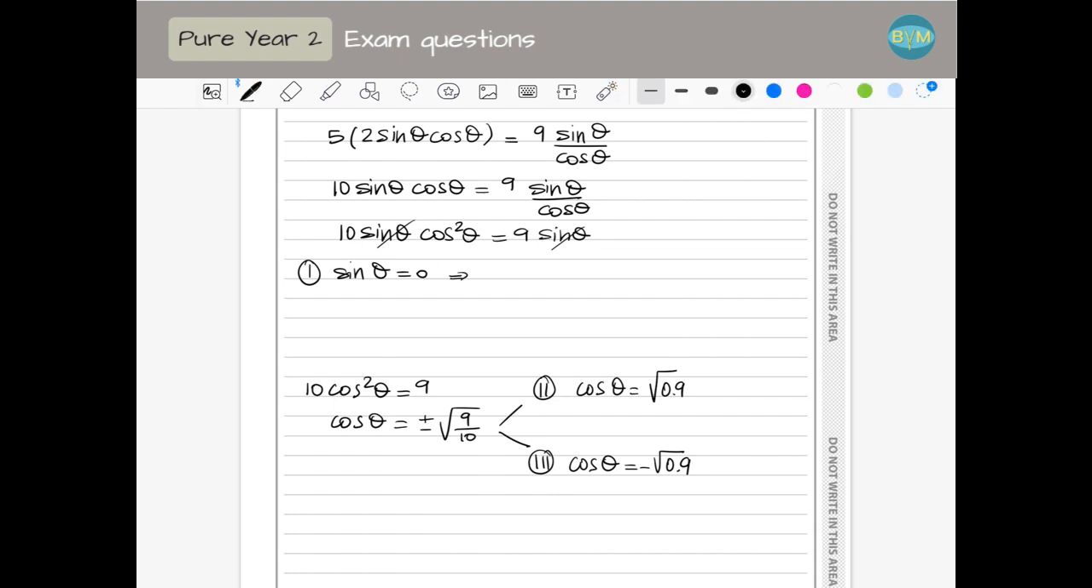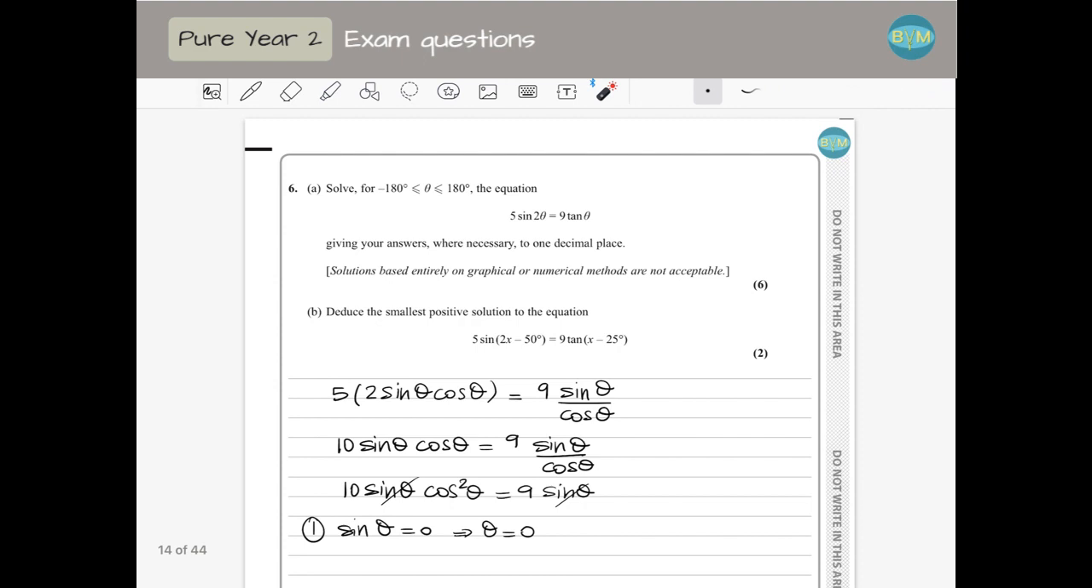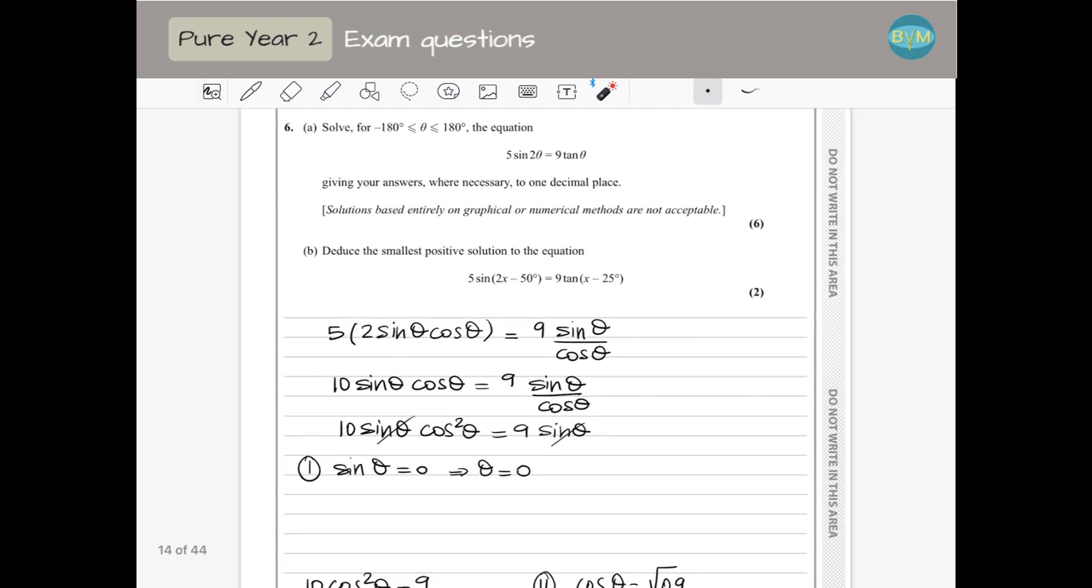Sine theta equals 0 means that theta is going to be 0, but check your interval, because your interval in this case is between minus 180 and 180. So this value is in the interval, but we have more solutions. If you want to use the circle to find the other solutions, if you don't remember what they are, sine 0 is this angle. So 0 is this angle here.